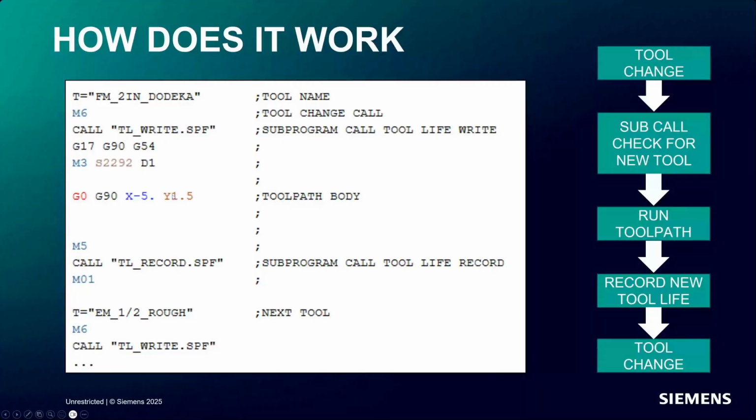It's going to run your toolpath. And then after the toolpath runs, you'll input your last subprogram call, which is tool life record. That's going to be right before it calls another tool, so it's the last thing it does before it calls another tool. What that program is going to do is, again, see what tool is in the spindle, look at how long that tool just ran, and then store that into the variable. And then it's going to call the next tool up and go through the same process with that tool.